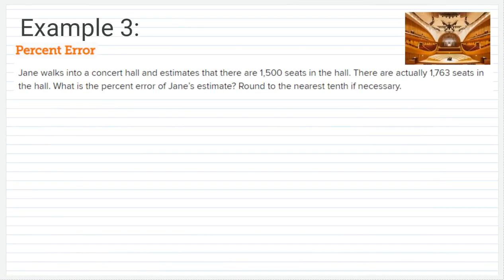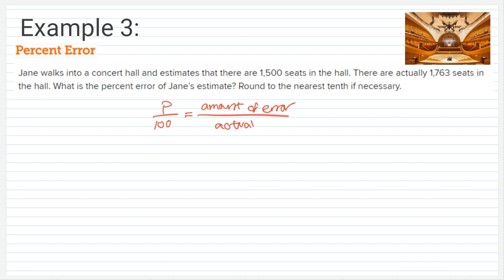All right, so taking a look at another one, just so we can really make sure that we get how this works. Jane walks into a concert hall and estimates that there are 1,500 seats in the hall. There are actually 1,763 seats in the hall. What is the percent error of Jane's estimate? We're going to round to the nearest tenth if necessary. So once again, we are using that percent over 100 equals the amount of error over the actual. So that is the proportion that we're using to solve these percent error questions.